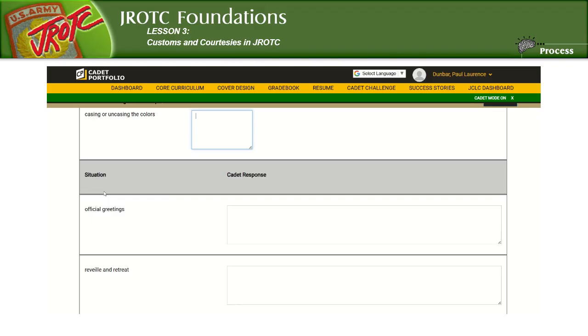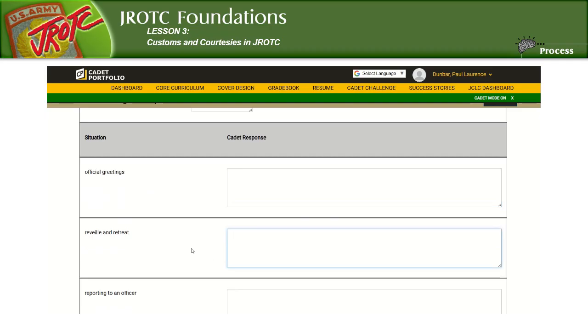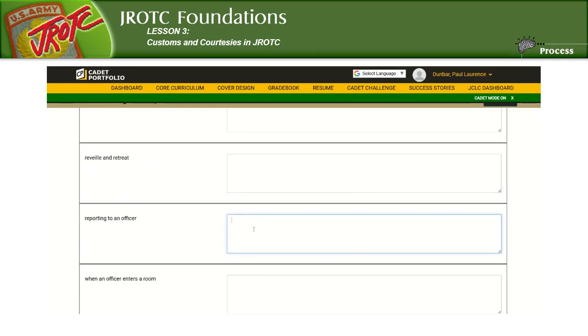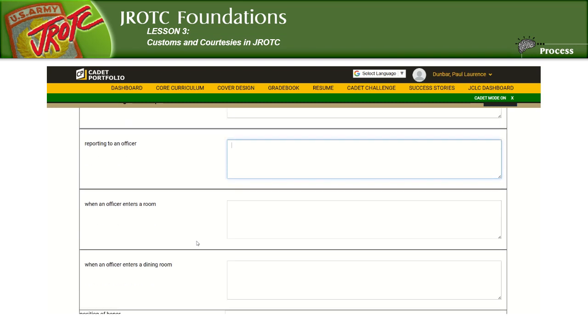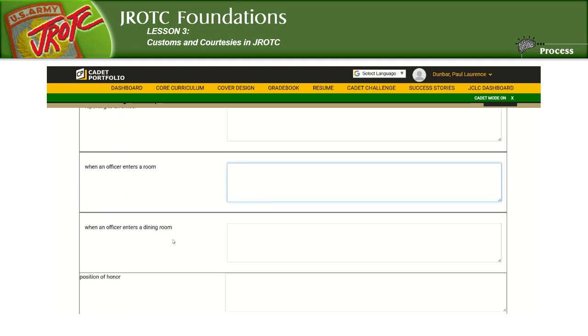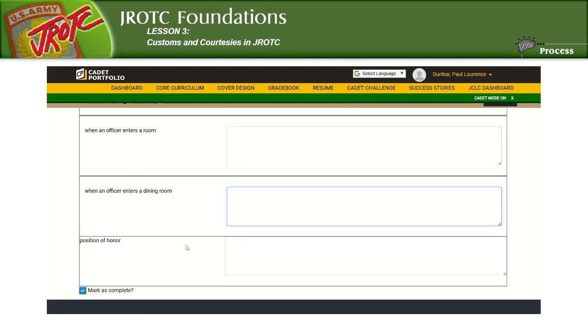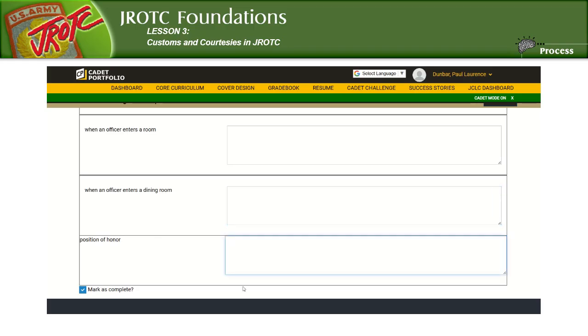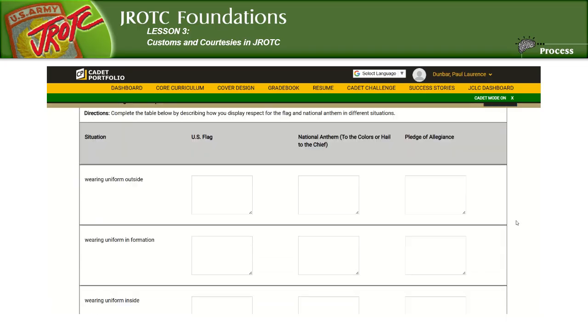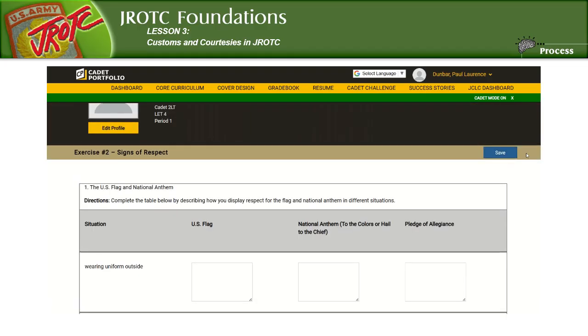Again, we're going to look at different situations. What is our official greeting? What do we do at reveille and retreat? What do we do when reporting to an officer? What do we do when an officer enters the room? What do we do when an officer enters a dining room? And what is the position of honor? Once you have answered all those questions, mark as complete, scroll back up to the top, and hit Save.